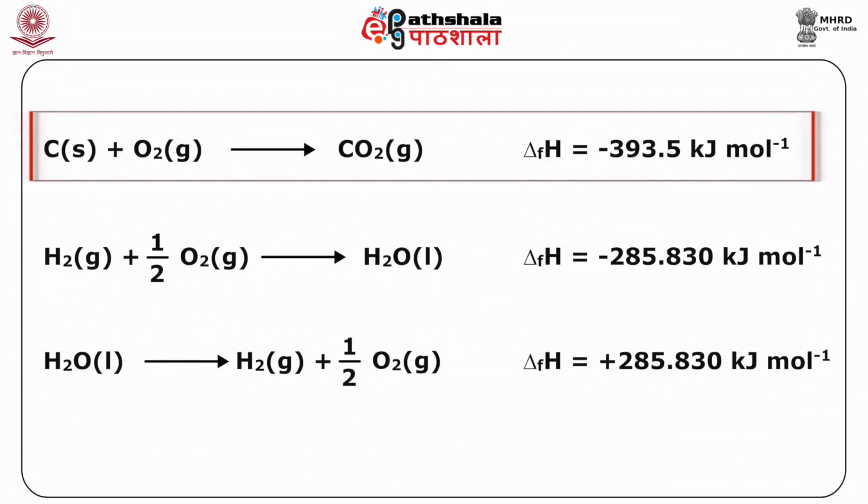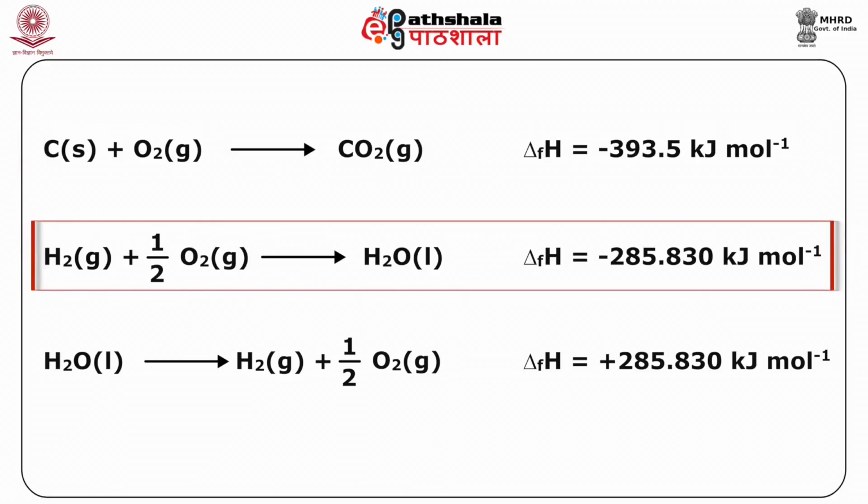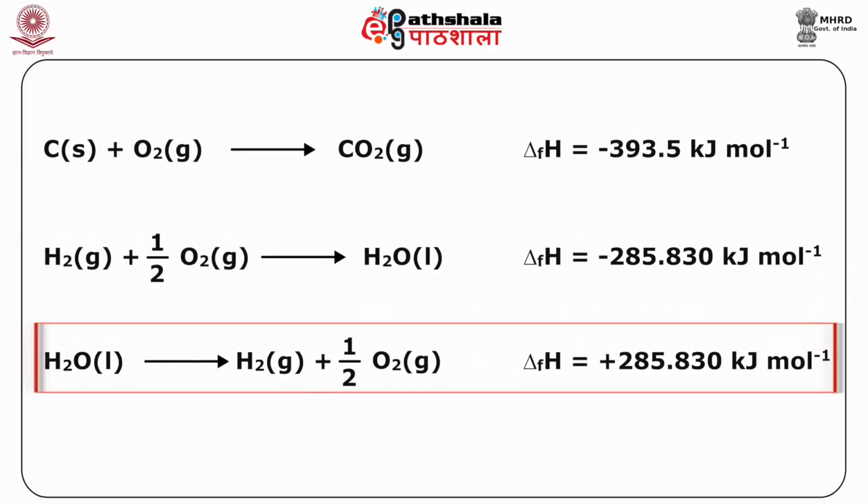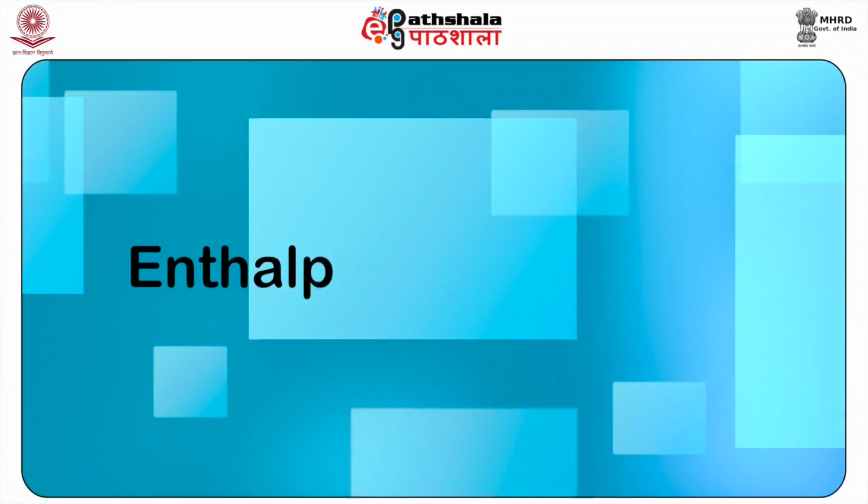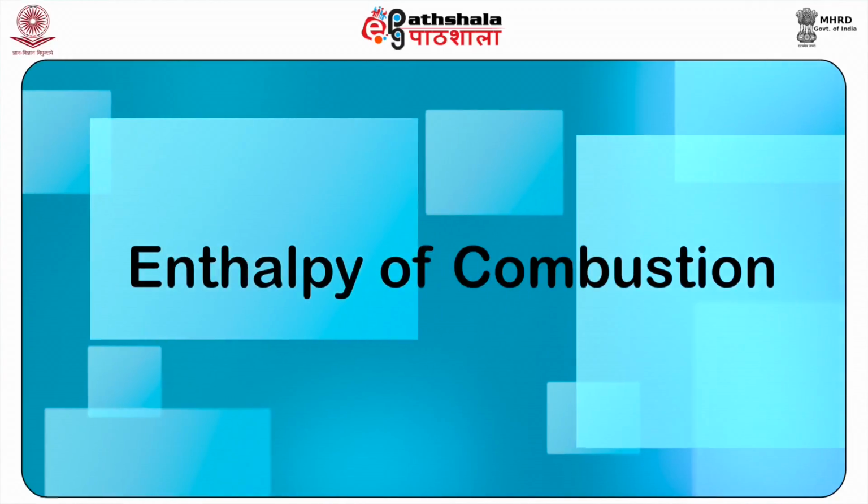For example, the enthalpy of formation of carbon dioxide is equal to the enthalpy change for the reaction. For this, delta HF is minus 393.5 kilojoules per mole. For the reaction, delta HF is equal to minus 285.830 kilojoules per mole. For the reaction, delta HF is equal to plus 285.830 kilojoules per mole.